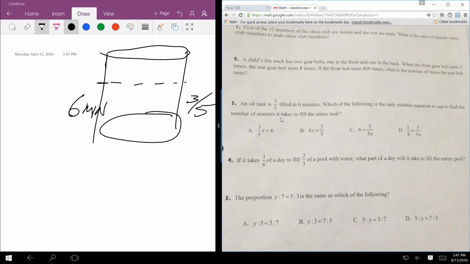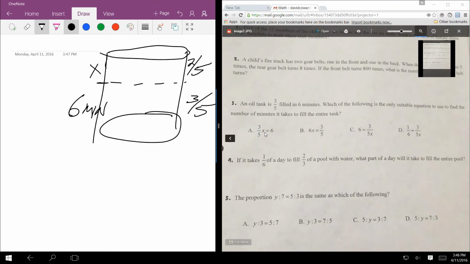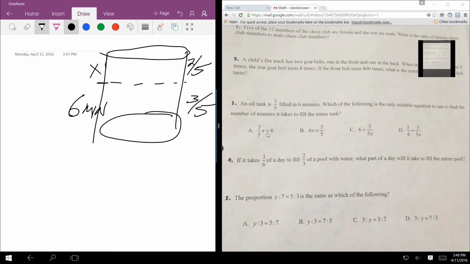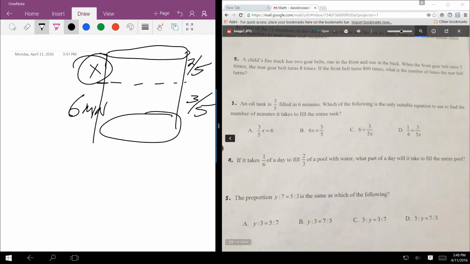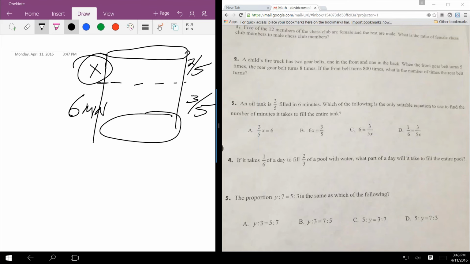So I was calculating x, and I came up with 4, which means it takes 10 minutes to fill the entire tank. And 3/5 of 10 is 6. So A is the correct answer. X equals 10. But it's not the x I have here. X plus 6 would equal 10.